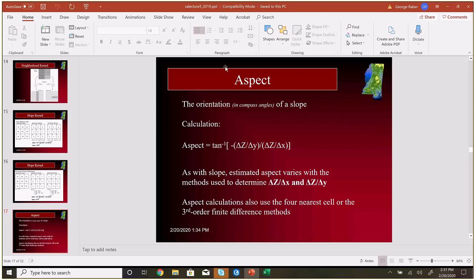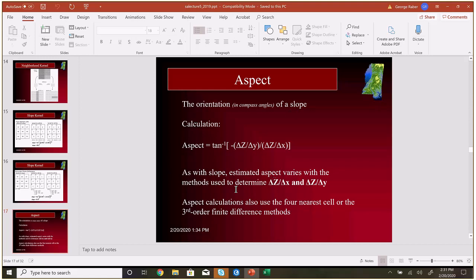The same thing with aspect. I won't go through the math on the aspect as much. You're not going to have to recreate the aspect calculation anywhere, but realize that it's using some of the same formulas or pieces of the same formula. So we're still looking at the distance in Z and the distance in Y. But you should know what aspect is. Aspect is the orientation of the slope.